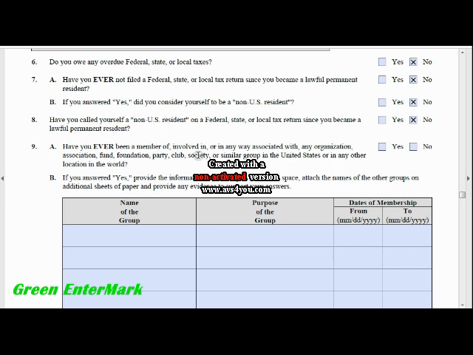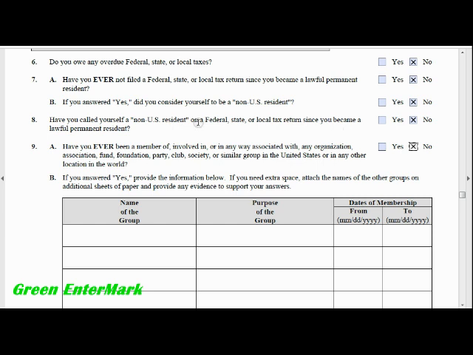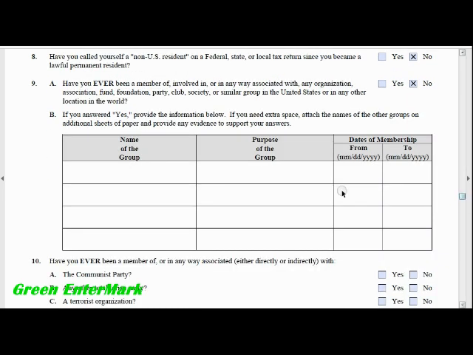Have you ever been a member of, involved in, or in any way associated with any organization, association, fund, foundation, party, club, society, or similar group in the United States or in any other location in the world? If you have, say yes, otherwise no. Have you called yourself a non-resident? This is no. If you say yes, you have to mention the association and other details about the association in which you participated as a member.